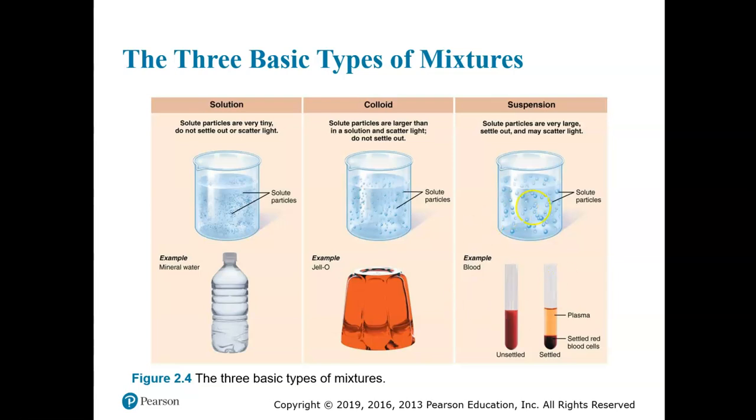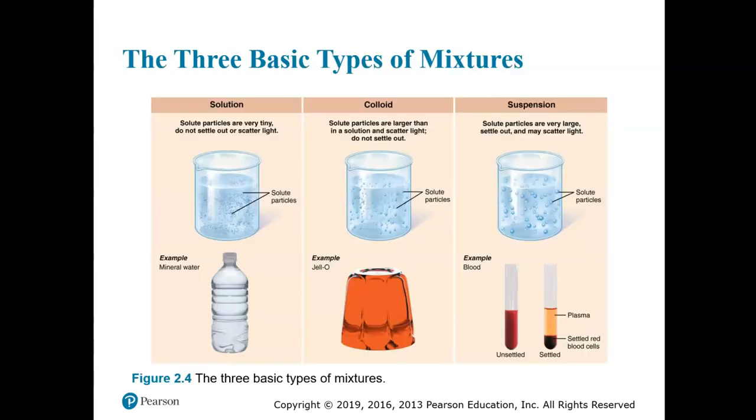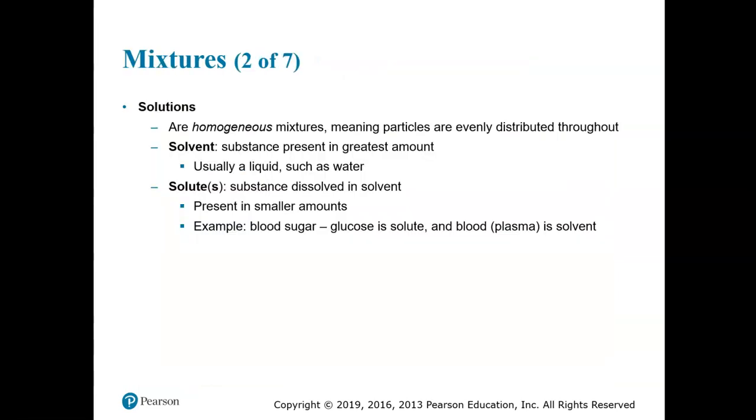But you can spin blood in a centrifuge and the components will settle based on their density. So all the red blood cells will settle at the bottom, and then you have your plasma, and then the white blood cells and platelets will rise to the top. So that's an example of a suspension. Another one that you might be familiar with is Italian dressing.